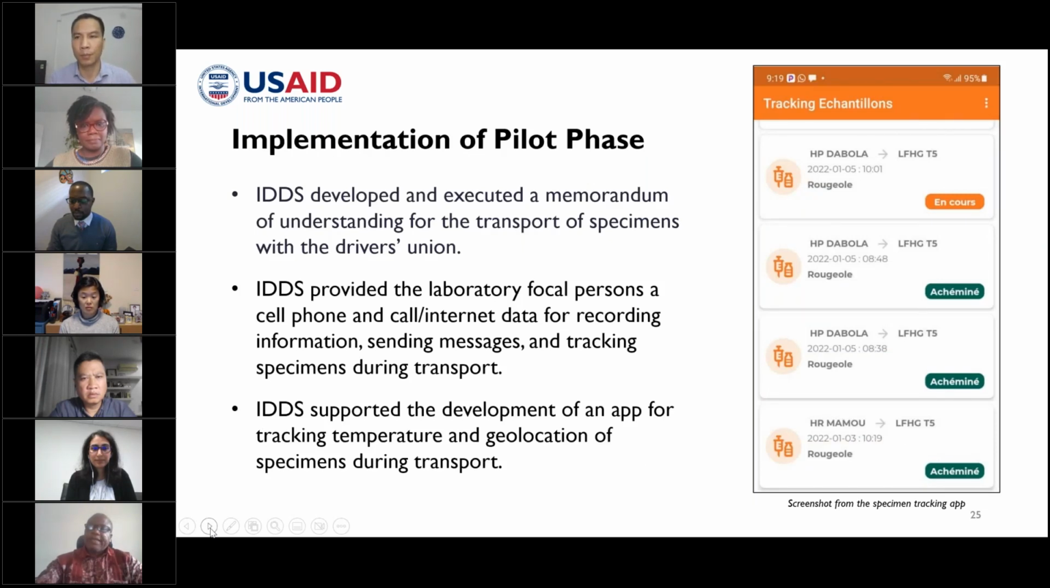So to move forward, IDDS signed a memorandum of understanding with the drivers union, who will be in charge of transporting the samples from the peripheral to the regions and the reference lab. We provided equipment made of mobile phones and internet data to the lab focal points who were all stationed at the hubs. And then we developed an application for the geolocalization and recording of temperature of the samples during transport. Next slide.